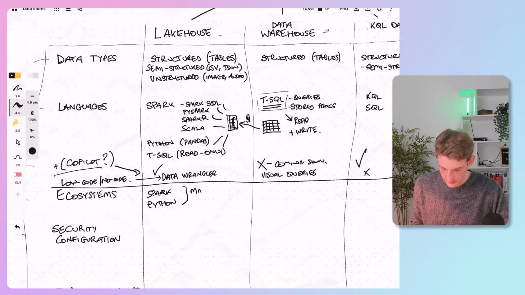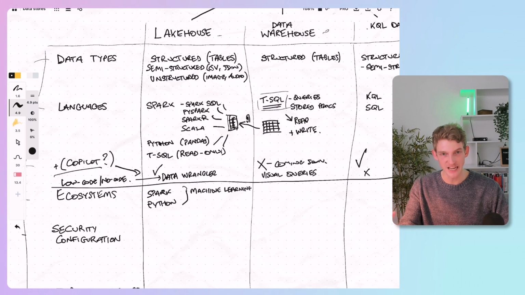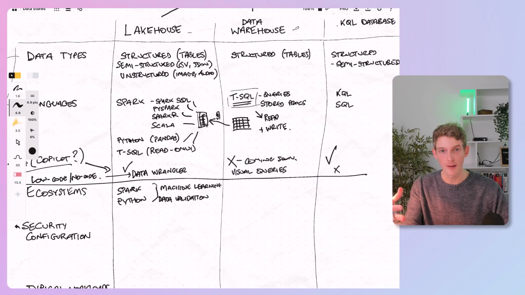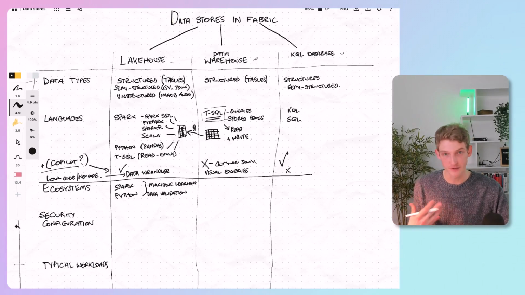So you get things like machine learning. There's huge existing ecosystems in both of these tools. So for data scientists, really you want your data to be in a Lakehouse, and you can easily access machine learning libraries and build machine learning models on top of that data. But other examples might be things like data validation frameworks, particularly Python. There's a lot. And in the next video, I'm going to be talking a lot about data validation and how to implement that across all of these different data stores.